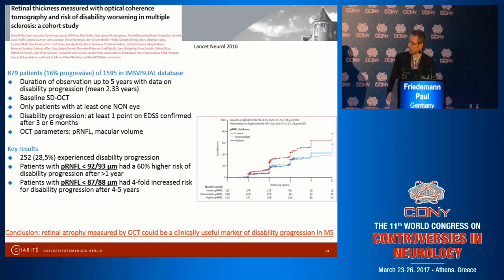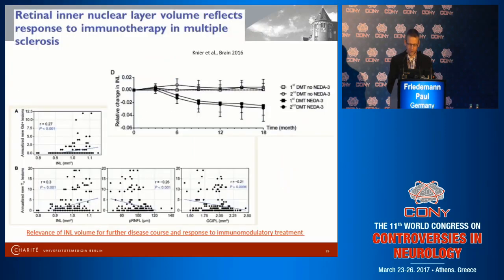And patients who had OCT values, RNFL values, below certain thresholds, you can read it here, had a significantly increased risk of disability progression in the next 5 years, which to my mind, again, this is retrospective, but an impressive sample size, clearly shows that there is clinical value in terms of disease prediction or disability progression prediction with OCT.